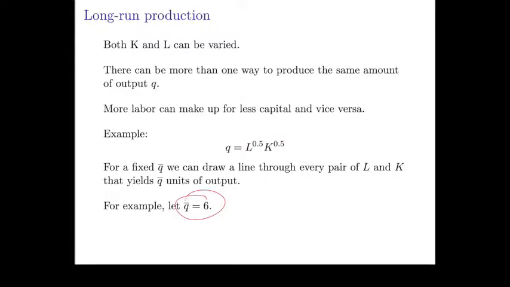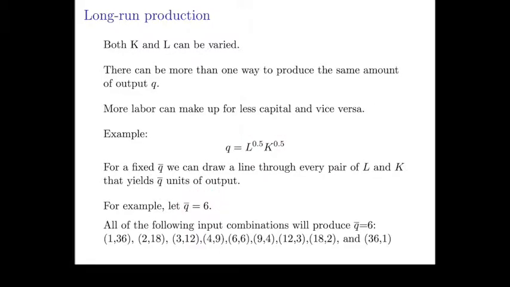So let's fix Q bar equals 6. All of these pairs of inputs: you use 1 unit of labor, 36 units of capital, or you switch the amounts and use 36 units of labor and 1 unit of capital. Or maybe you use 6 units of each. Or 2 units of one, 18 units of the other. 3 and 12, 4 and 9. All of these various combinations of labor and capital will produce exactly 6 units of output.